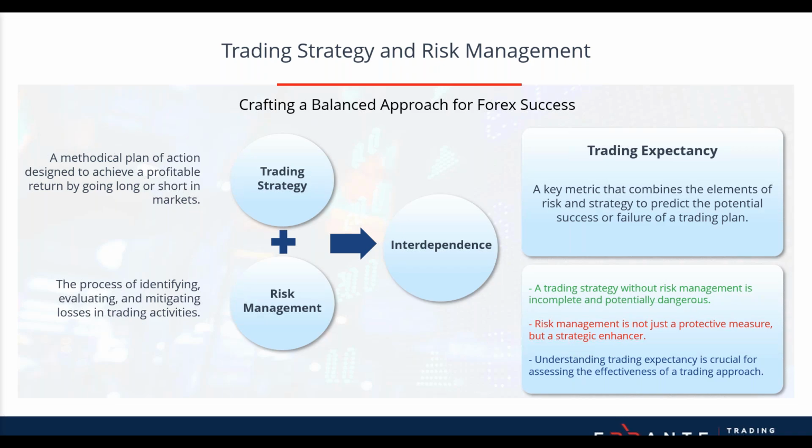So this brings us to the concept of trading expectancy. It's a metric that combines the elements of your strategy with your risk management. Think of it as a formula that predicts the potential success of your trading plan. It's not about the outcome of a single trade, but the average outcome of all your trades over time. So this diagram visually captures the synergy between trading strategy and risk management converging at trading expectancy. It's in this overlap that we find the true measure of a trader's acumen.